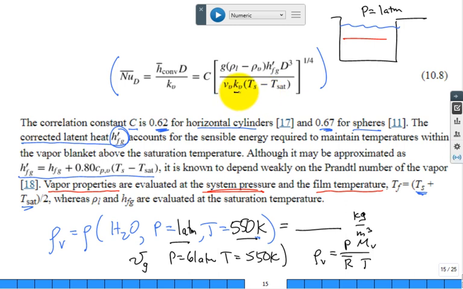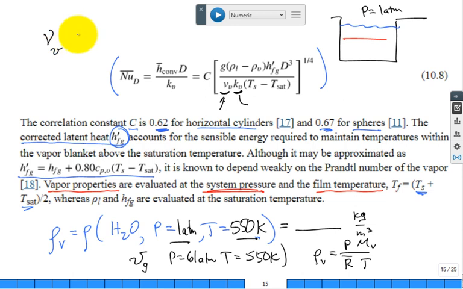There's another one. The thermal conductivity of the vapor at what temperature and pressure? Pressure really doesn't affect k, but the temperature of 550, the film temperature. Okay, what is this guy right here? It's really hard to see. What is that? Kinematic viscosity. All right, so I need the kinematic viscosity. So what is the kinematic viscosity of vapor?